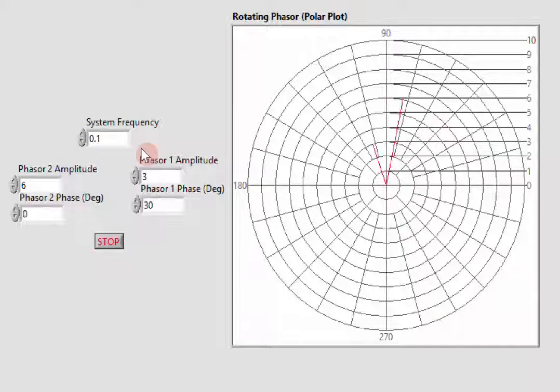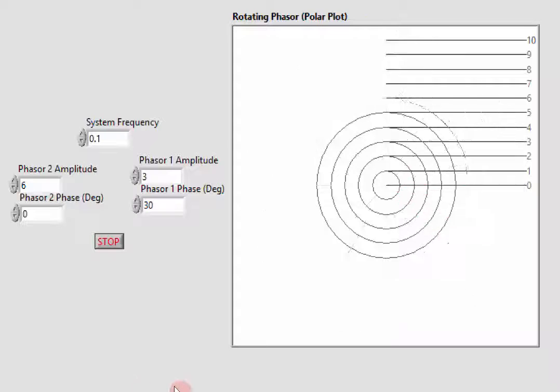It's not common in electrical systems to have a frequency that slow, but if we were to up this to, let's say, the power system's 60 hertz, we can see that's pretty much too fast for us to even make sense of visually. So we're just going to use a much slower than normal signal to represent what we're talking about.